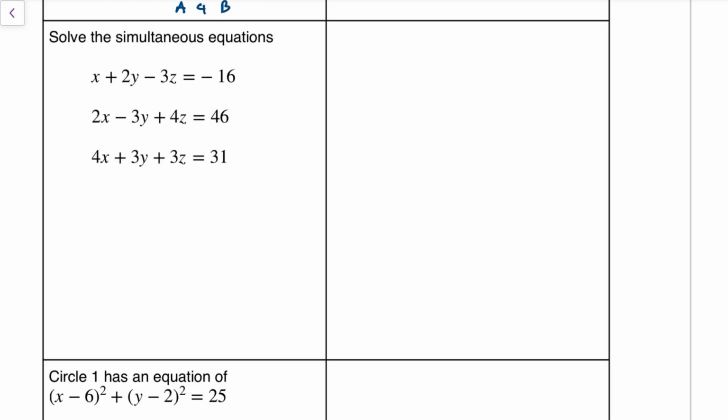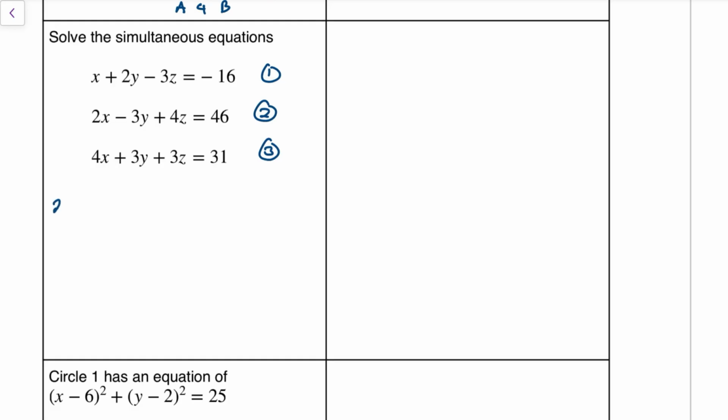Simultaneous equations. You'll know if you've seen any of my other videos, I do not enjoy these, but they are what they are, and we kind of just get on with it. Now, quick check before I start. I can see my z's kind of look quite good because I've got a 3 and a 3 and a 4, which is a bit annoying because I need to multiply it up. I think doing the x's first might be easier. So equation 1, equation 2, equation 3.